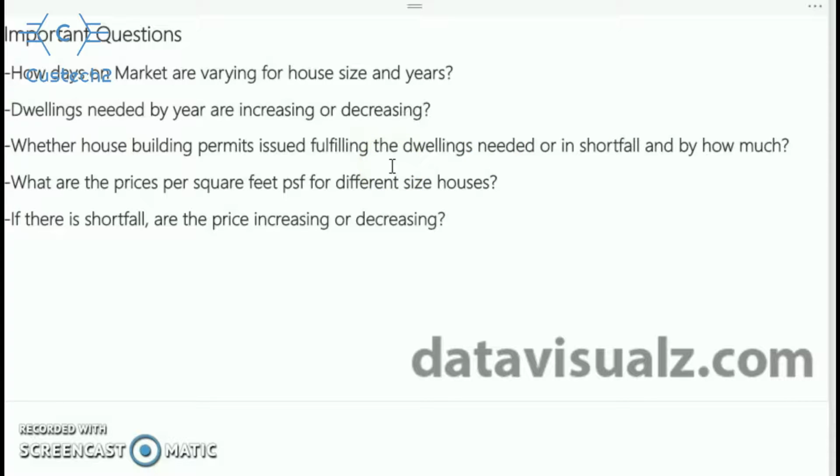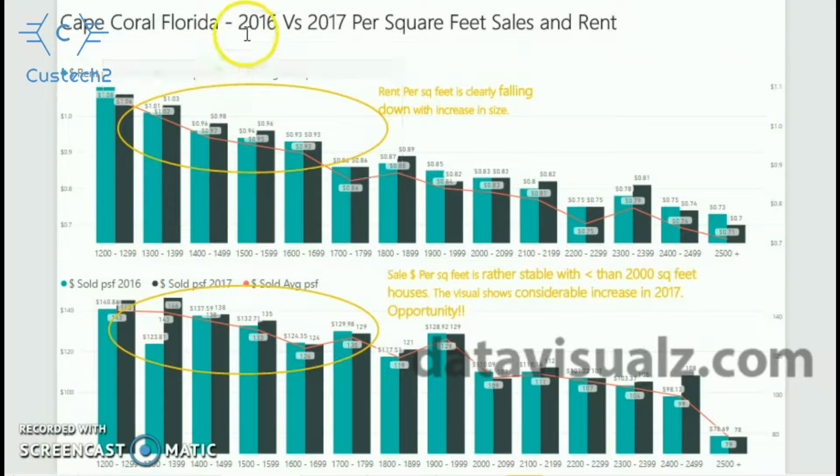And when we talk about prices, the question is what is the per square feet price for different categories of houses, like for 1100, 1200, or maybe 1300 to 1400 square feet houses, what is the per square feet price for rent and for sales? Let's see that. This is the price per square feet sales and rent for 2016 and 2017.